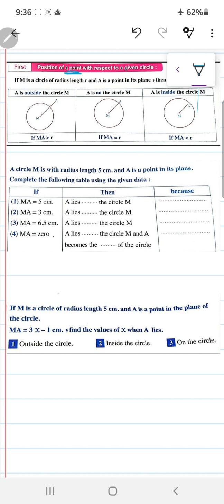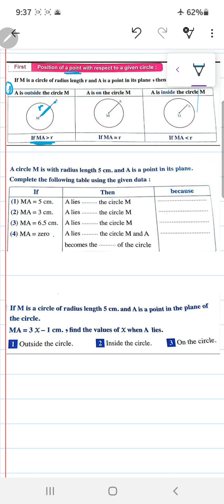First, we have position of a point. Here we have 3 cases. Number 1, A outside the circle M, like here. Here we have the point A outside the circle. What's the relation between MA and the radius? Of course, MA is greater than the radius. So if the point is located outside the circle, MA will be greater than the length of the radius.